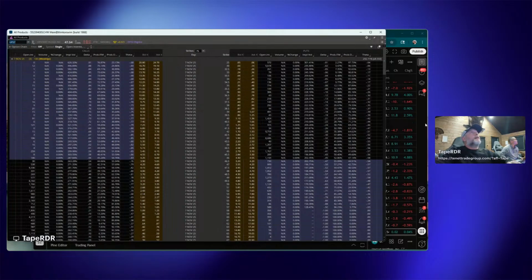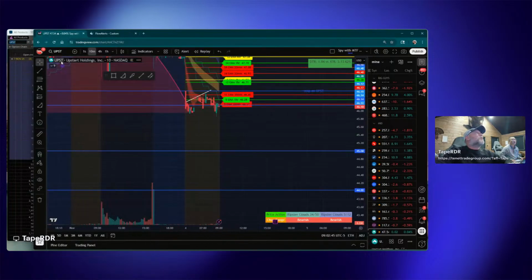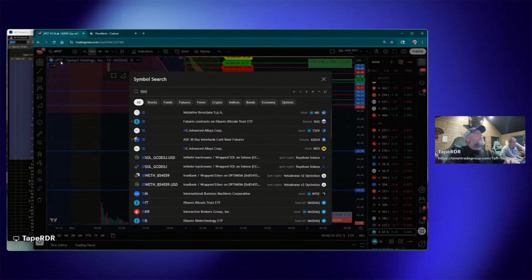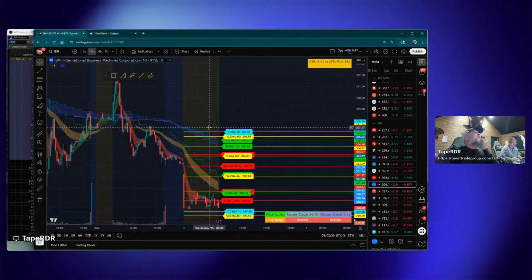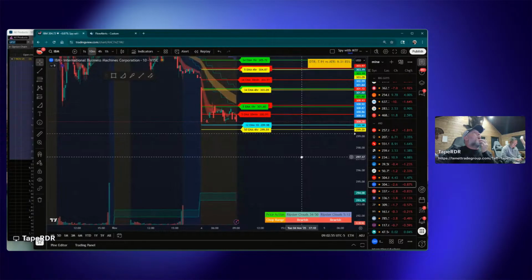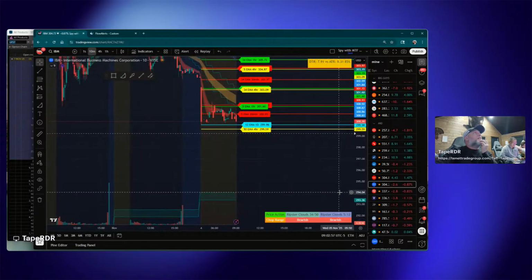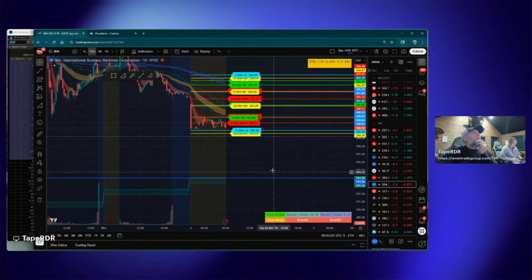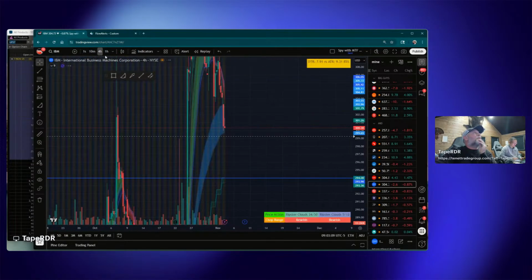All right, let's go to the next one. So that was UPST. So do IBM. IBM? Yep. Targets would be 294. Oh yeah, look at that down there sitting. Okay, so this trade is the kind that I like. You have a really high ATR. Let's take a look at the 4 hour.